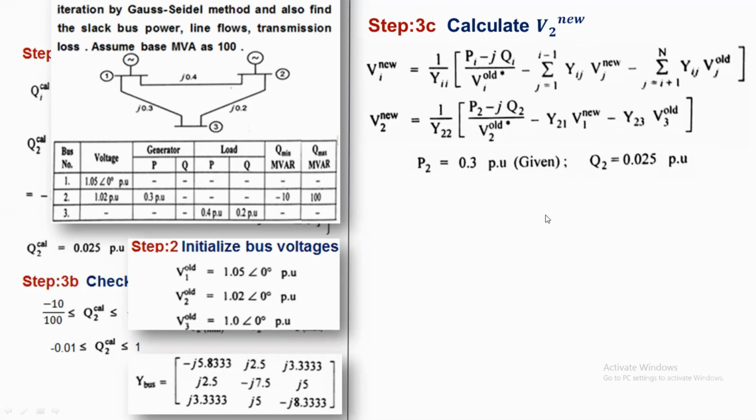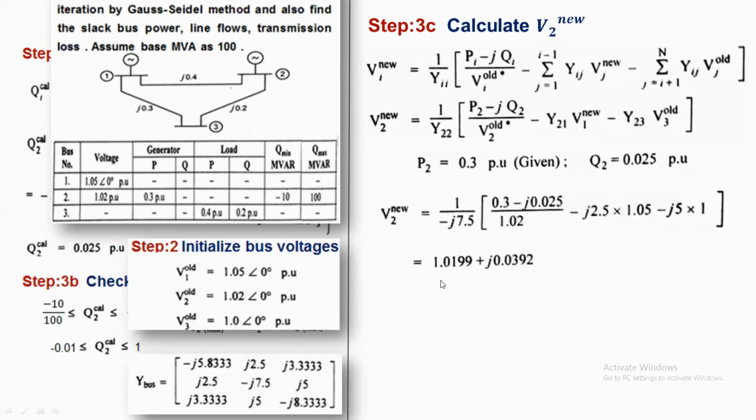Substitute all the values and simplify by using the calculator in complex mode. You get the result as 1.0199 plus j0.0392. Then convert this rectangular form into polar form. Magnitude 1.0207 angle 2.2 degree.